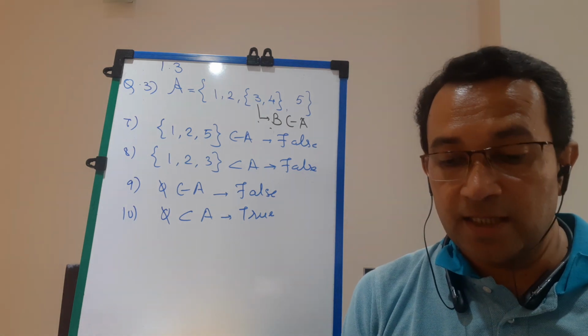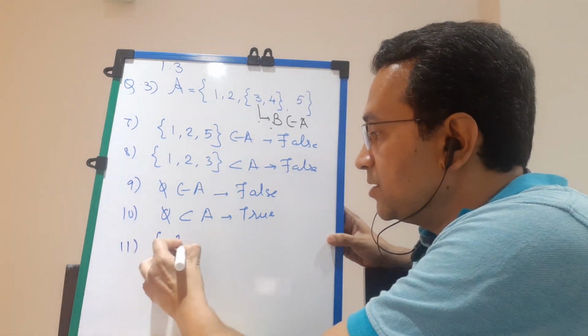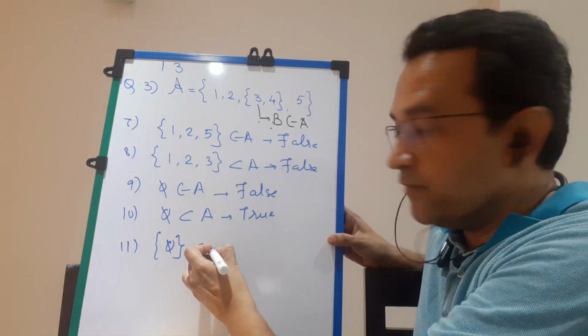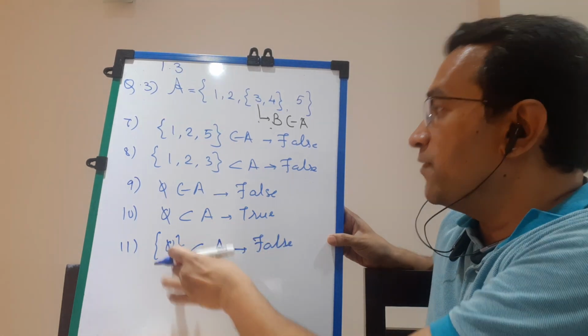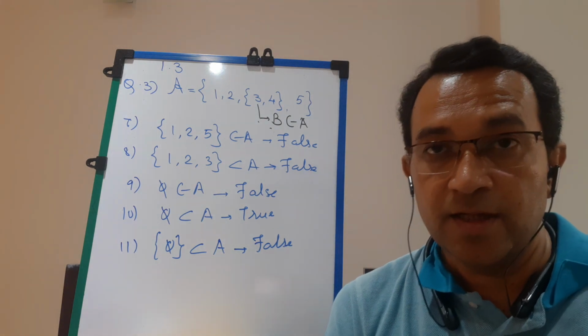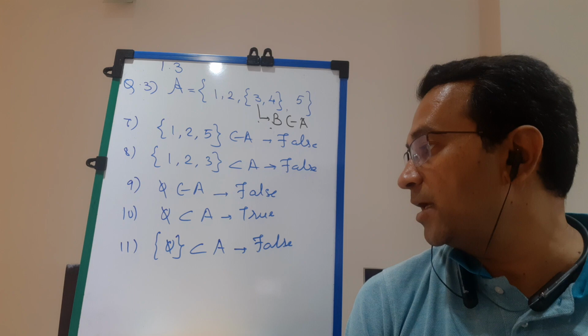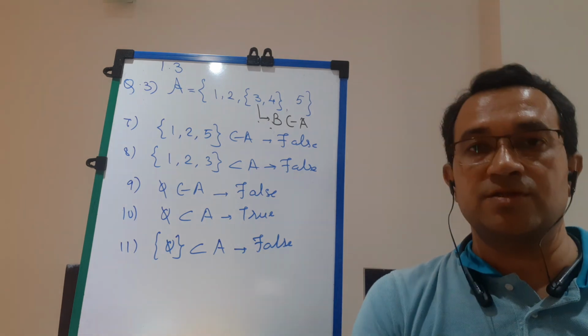"Singleton set {5} is a subset of A." This is also false, students. Why? Because 5 is not an element of A. 5 is a subset of A? So singleton set {5} cannot be a subset of A, students. So this statement is false.